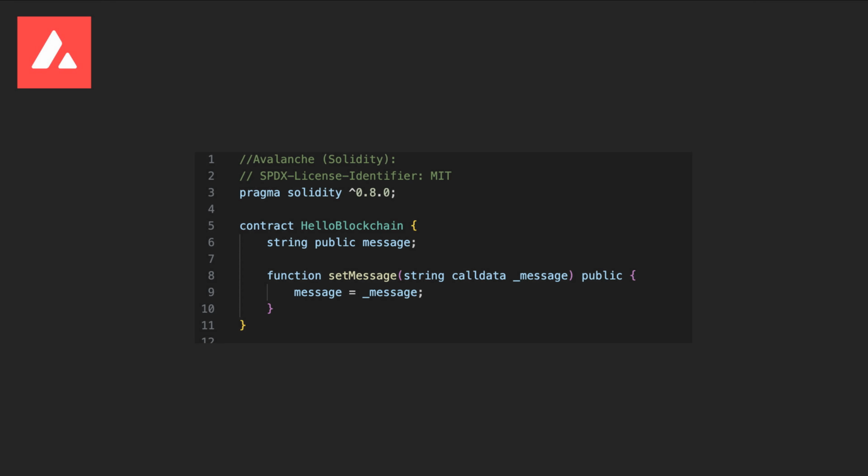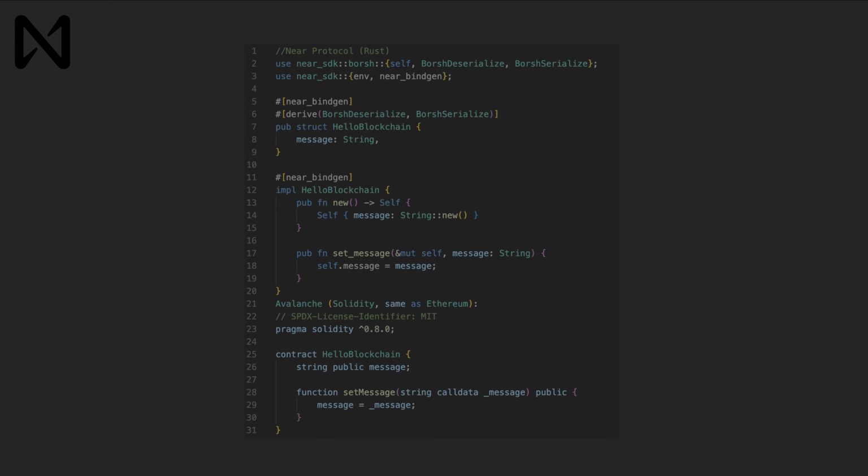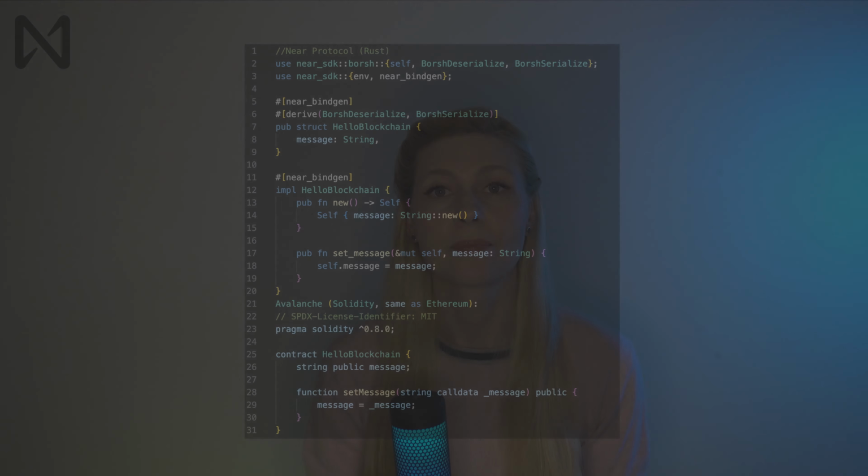Avalanche is known for its subnets and scalability, using Solidity for smart contracts. Near Protocol offers simplicity and accessibility using Rust and AssemblyScript.